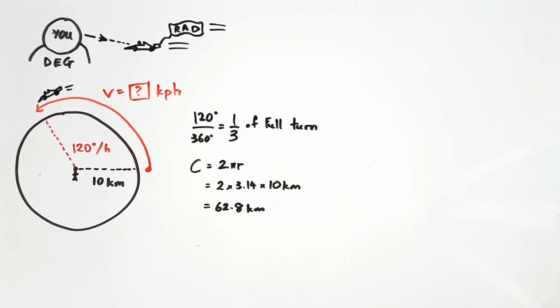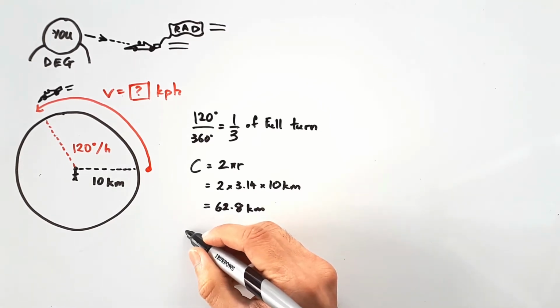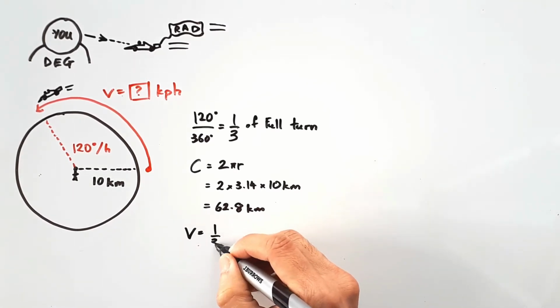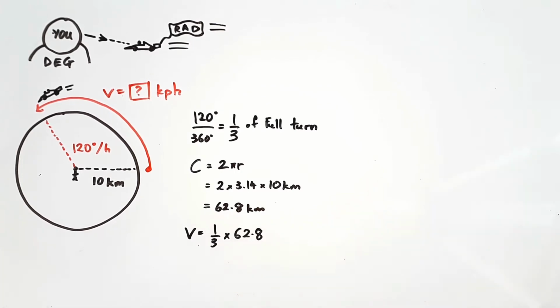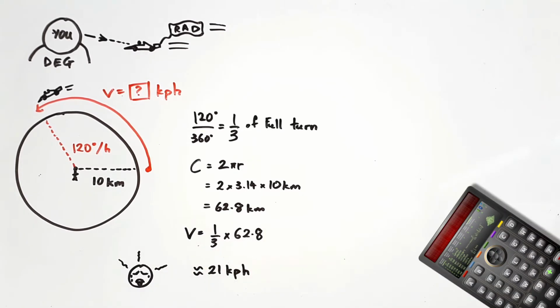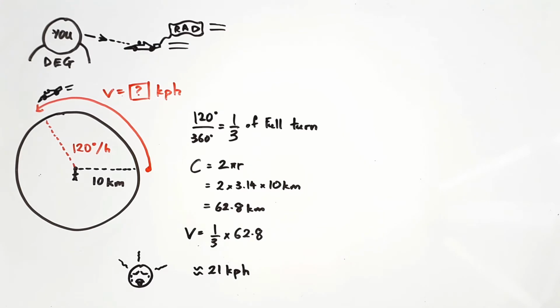Since the car covers a third of a lap in 1 hour, that's a third of 62.8 kilometers. So dividing it by 3 gives us approximately 21 kilometers per hour. If you're feeling lazy like me or just overwhelmed with the maths, you'd probably do what I did and use a calculator to work all this out. Basically, it's a lot of work, and I can't be buggered.